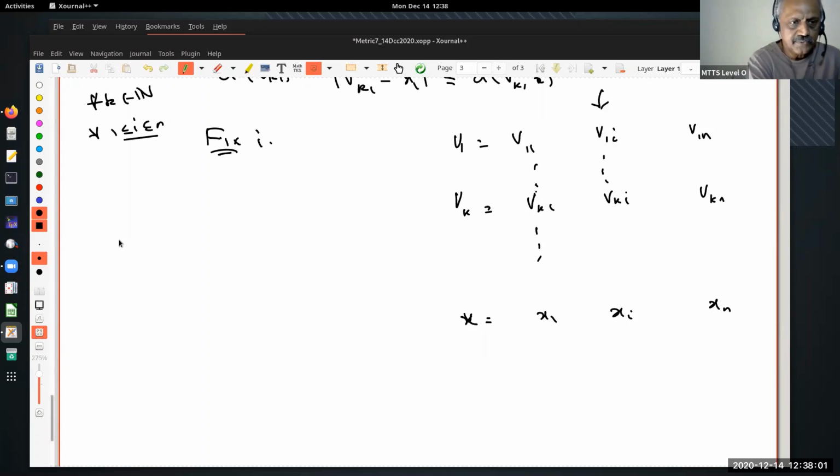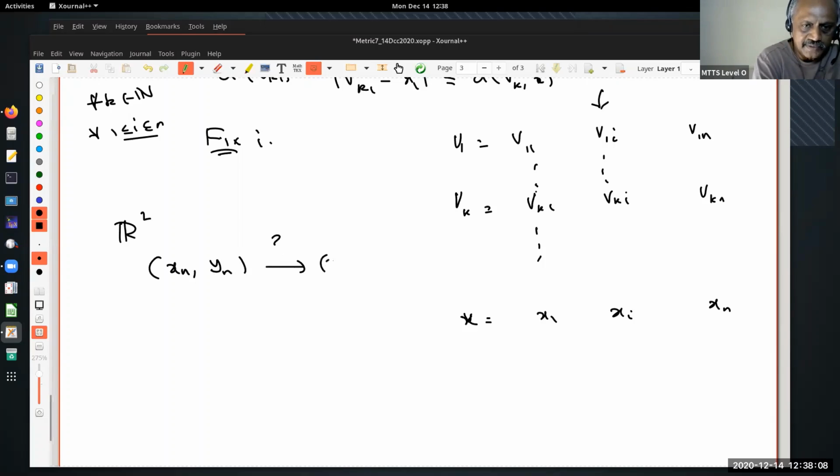If you are slightly confused, let us stick to R2. The sequence, let us call it now xn, yn. And I want to know when does it converge to, suppose this is given. This is given, right? Then what do I know? Xn minus x is less than or equal to the distance between (xn, yn) and (x, y).